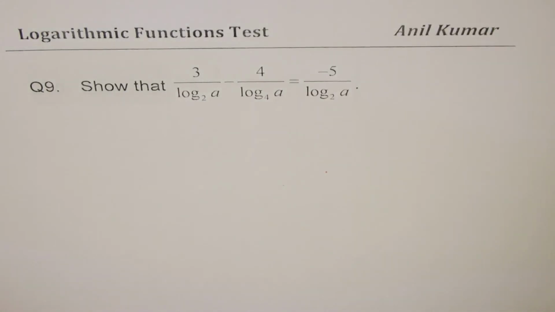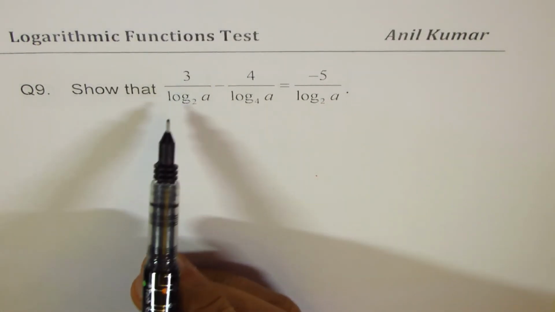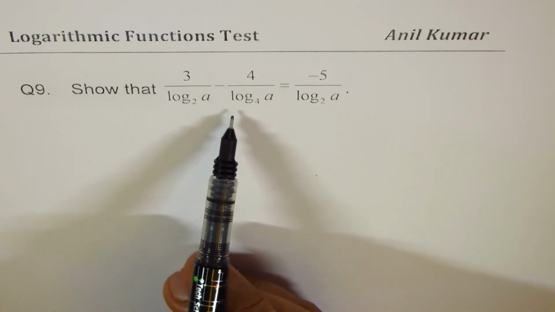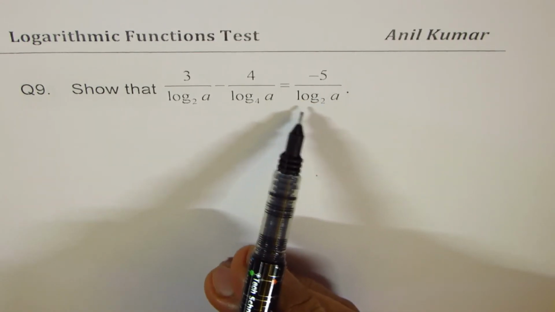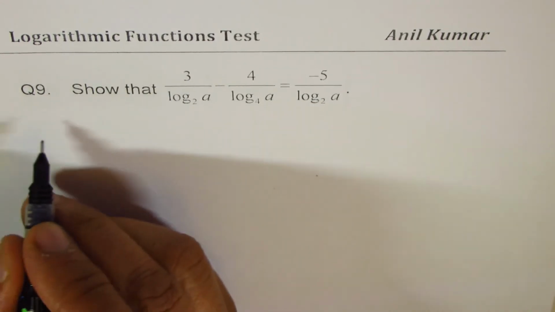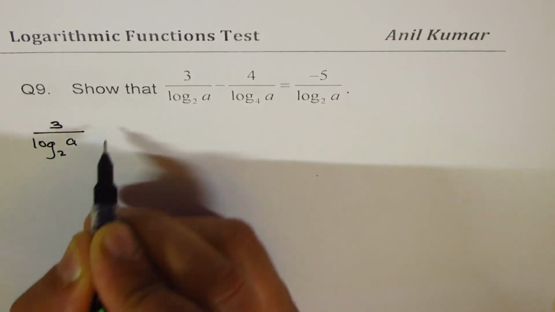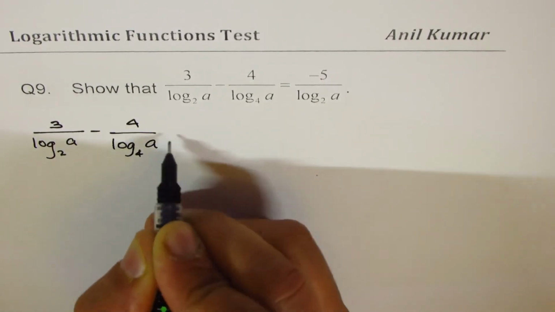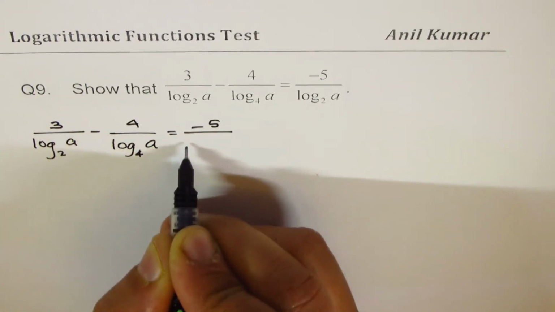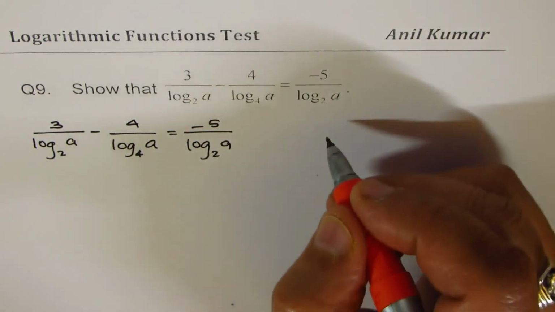Question number 9. Show that 3 over log to the base 2 of a minus 4 over log to the base 4 of a equals minus 5 over log 2 of a. Let me rewrite the question here. It's 3 over log to the base 2 of a minus 4 over log to the base 4 of a equals minus 5 over log to the base 2 of a. Now you are seeing reciprocal of logs here. How do we solve such a question?